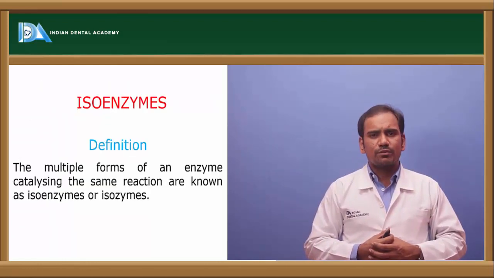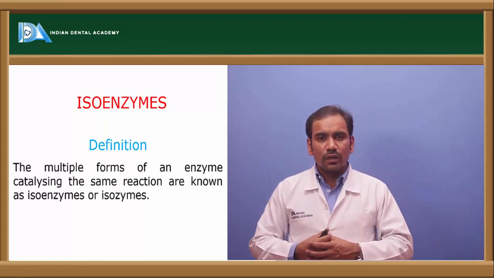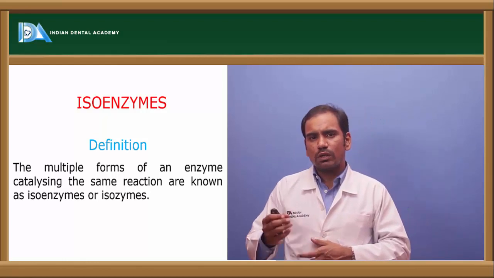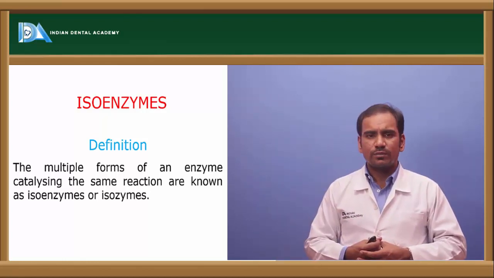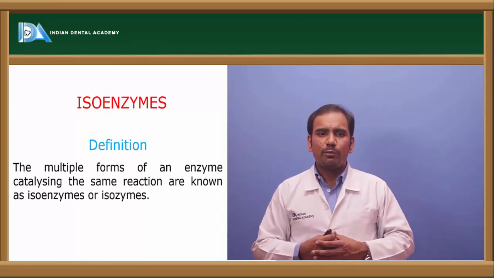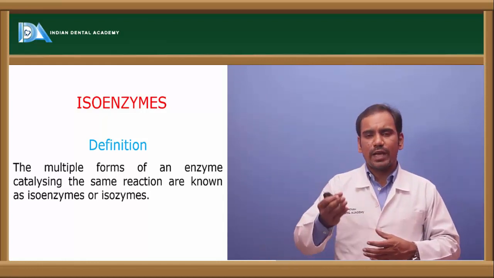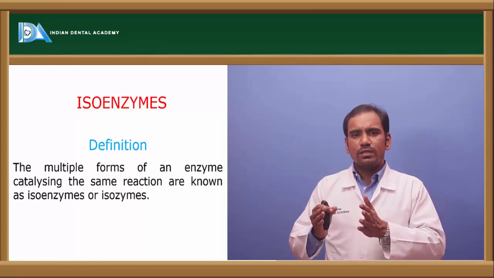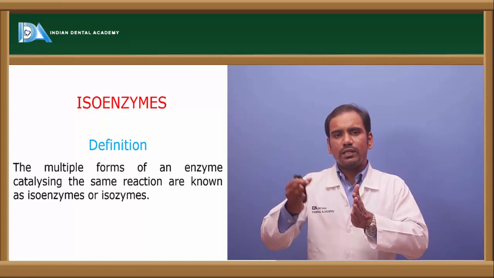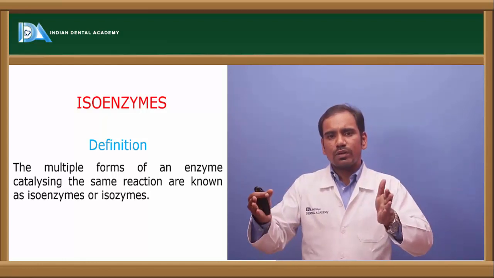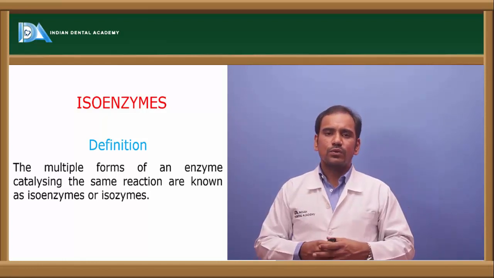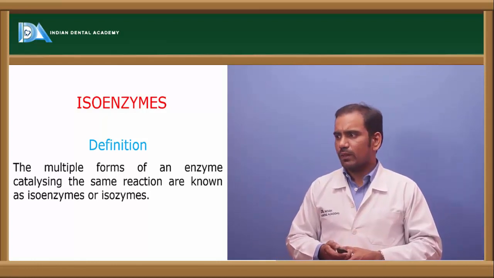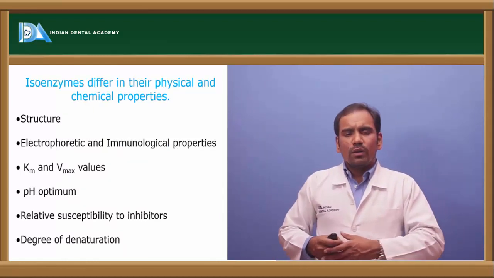Now coming to isoenzymes. What are isoenzymes? We know coenzymes: coenzymes are the non-protein part of the enzymes. Then what are isoenzymes? Isoenzymes are the multiple forms of an enzyme which catalyze the same reaction. The same enzyme exists in different forms, but all those forms catalyze the same reaction. Such enzymes we call isoenzymes or isozymes.